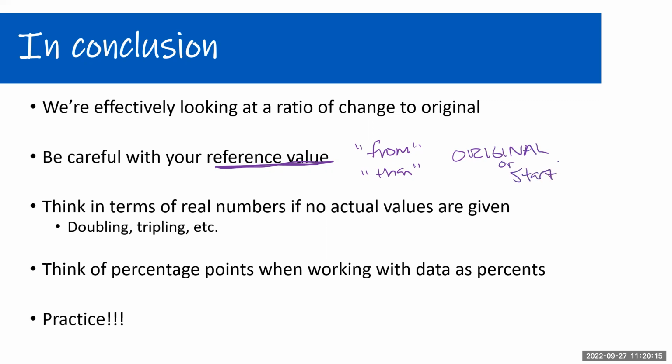You want to think in terms of real numbers if no actual values are given. So those problems that are doubling and tripling or quadrupling, make sure that you set some sort of number up, okay? Start with 1, start with 10, start with whatever makes the most sense, but use those real numbers. When you're dealing with those data as percents, like test scores, just drop the percent, okay? 70, yeah, he got a 70% on the test, say he got a 70, he got a 90. That's going to help you keep all of these percents from overlapping.